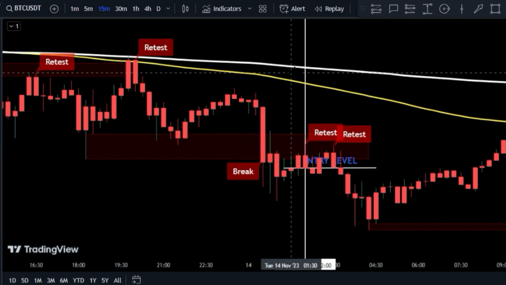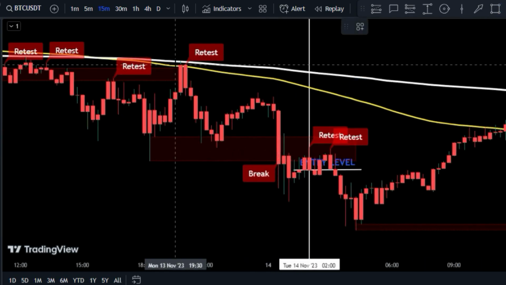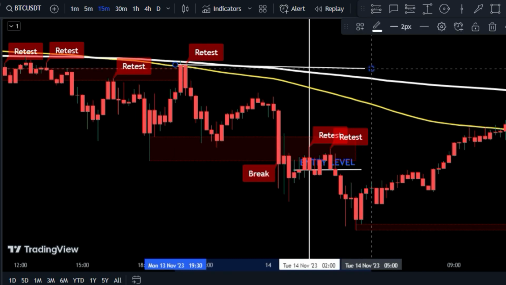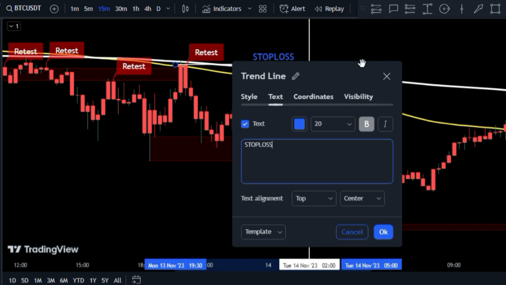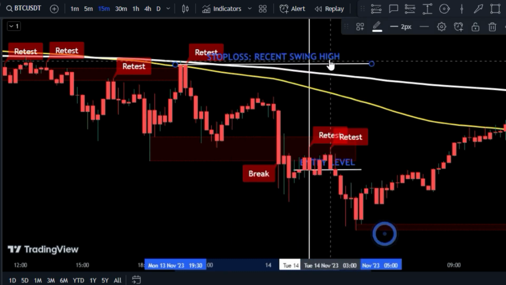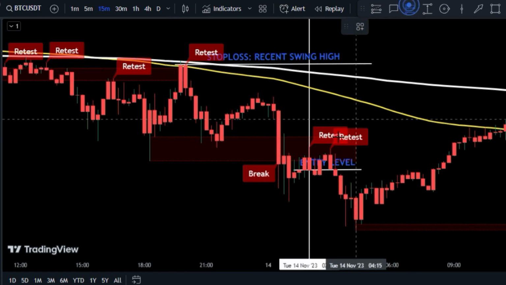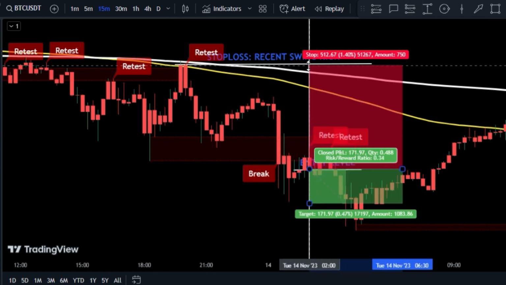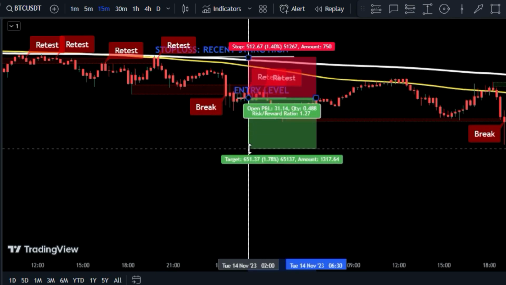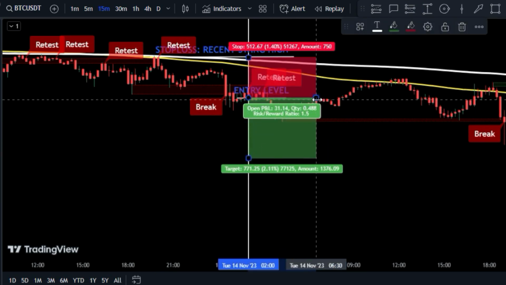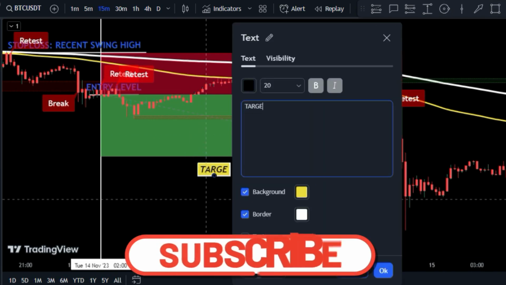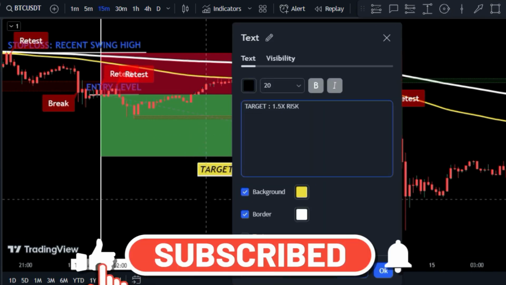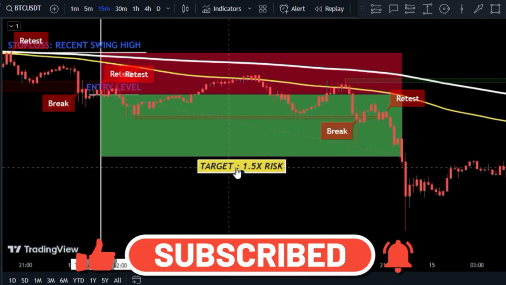And it's important to protect your investment, so make sure to set a stop loss for your trade. You can use the recent swing high as a reference for this. As the trade target for this scalping strategy, you can consider a risk-reward ratio of 1 to 1.5, which means that for every dollar you risk, you aim to make $1.5 in profit.